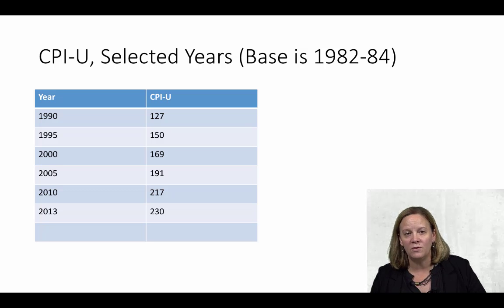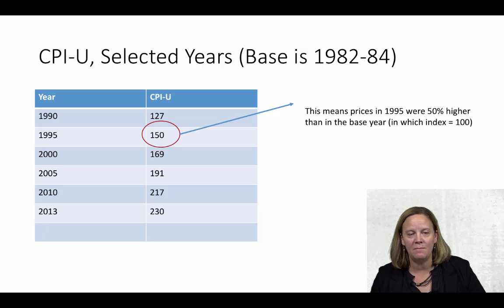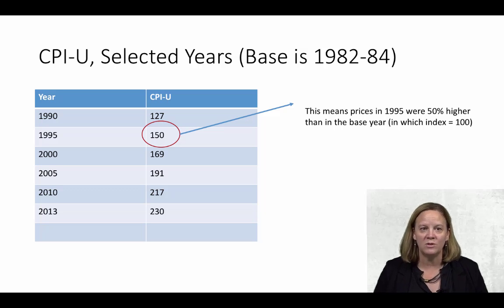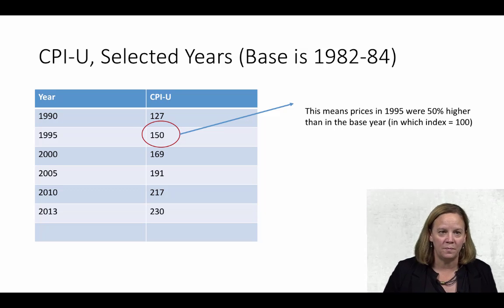The value of 150 in 1995 then means that prices in 1995 were 50% higher than prices in 1982. To use a price index to convert values across years, we simply want to think of the ratio of prices in different pairs of years and find the set of income values that maintains that same ratio.